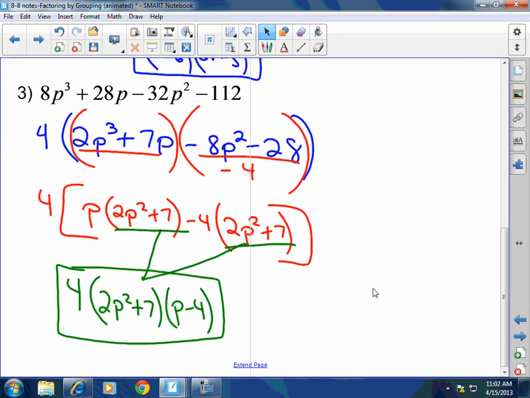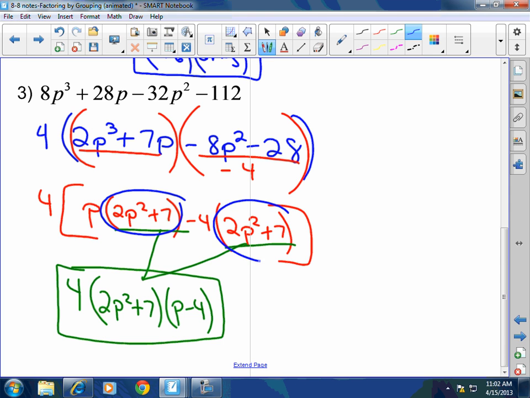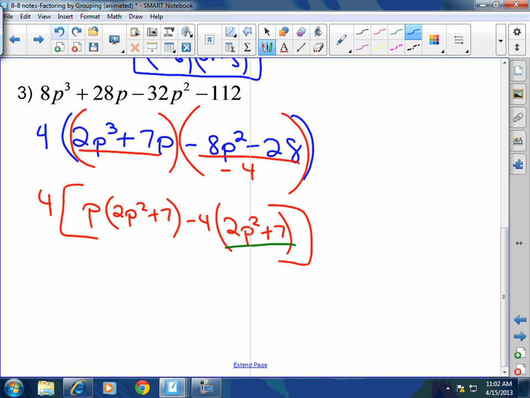What did I do on the bottom? Well, don't I have a 2p squared plus 7 and a 2p squared plus 7? I factored that out as one term. Guys, it's kind of like the GCF. Look, guys, what's the GCF of this and this? Isn't 2p squared plus 7 in both of these terms?